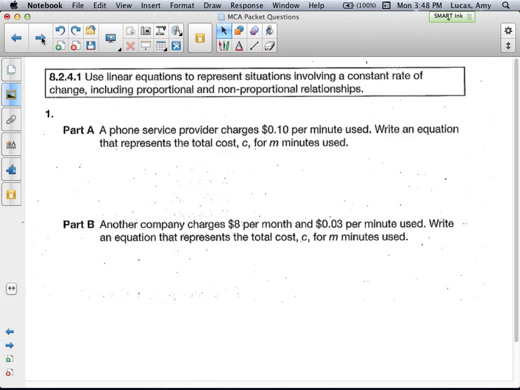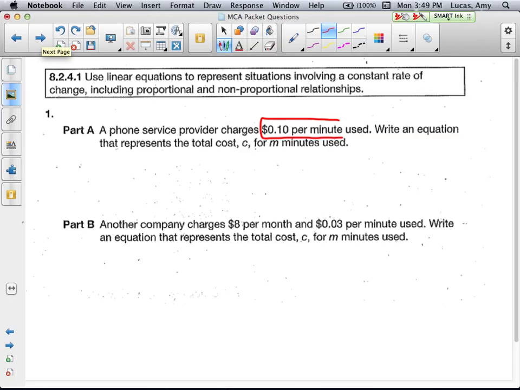Okay, the next benchmark, 8241. This should be on page number 35, I believe. Use linear equations to represent situations involving a constant rate of change, including proportional and non-proportional relationships. Part A. Number 1, a phone service provider charges 10 cents per minute used. Write an equation that represents the total cost, C, for m minutes used.